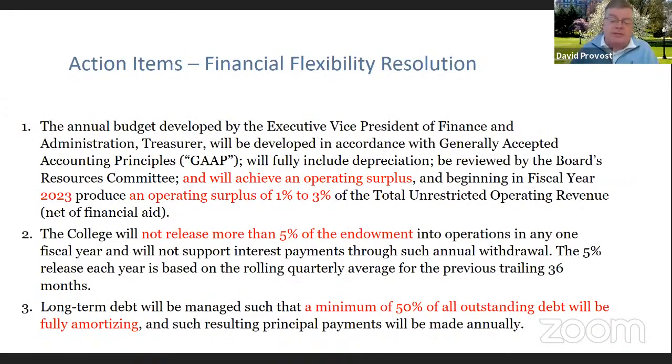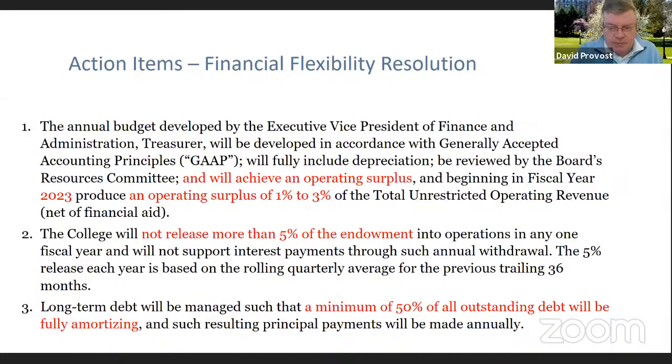unrestricted net tuition revenue, or the net revenue. That 1 to 3% means in the range of somewhere between $3 and $8 million a year. Those surpluses would be put in reserves so that the next time there's something like the pandemic, we have the ability to cover those costs. The second one is to operate at a 5% endowment draw. You'll remember that we've been trying to get to this point. We were very close this past year. We had to take the $5 million out for interest payments, but other than that, we are truly at the 5% in FY21.